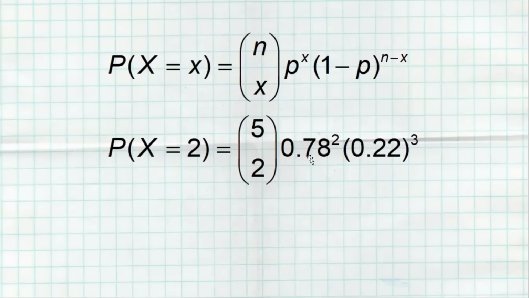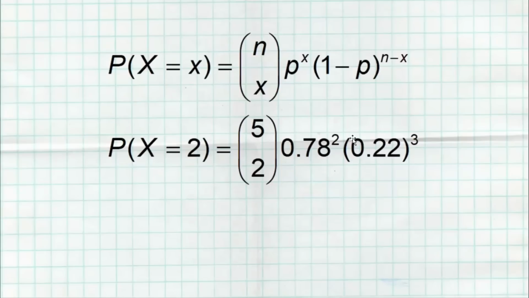So what is that? Well, the 0.22 is the probability of failure. There's a 78% chance of hitting the target, 22% chance we don't. And why do we need 3 of those? Because there's 5 attempts, and if 2 of them have to be successful, that means 3 are unsuccessful. So that right there is going to generate the formula.